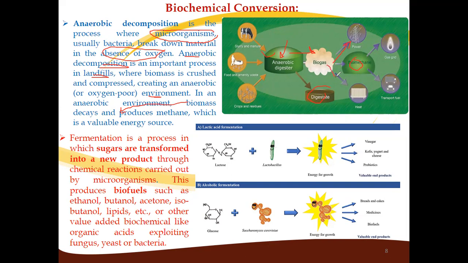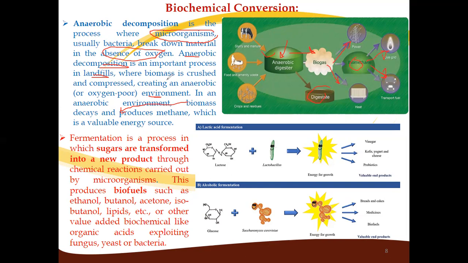Then by combustion of this biogas we convert it into heat. This biomethane is used for a gas grid, and again this methane is used as a transportation fuel. So this is the anaerobic decomposition process.